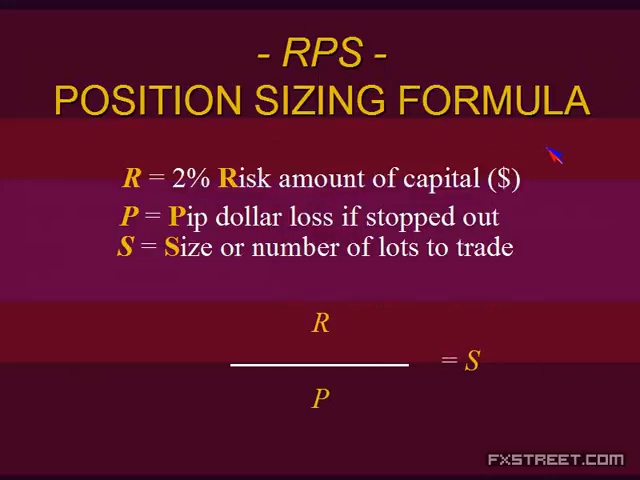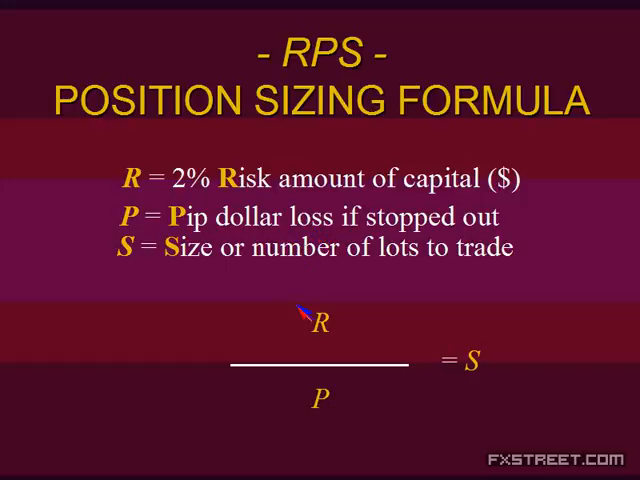This is the RPS position sizing formula, more of a mathematical formulation. In other words, R, as we see here, equals 2% risk amount of capital. It doesn't matter how much capital you have, whether you have 10,000 or 100,000, we're only going to risk 2%. P equals the pip dollar loss if stopped out. So if we lost 50 pips, 100 pips, or 5 pips, how much would that transfer over into dollars?